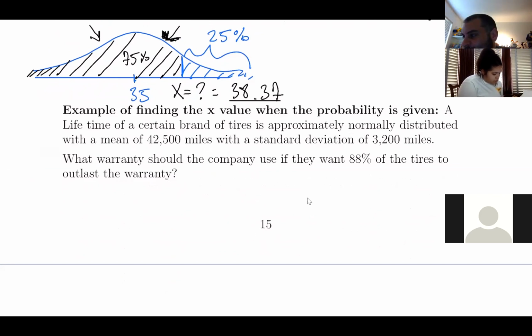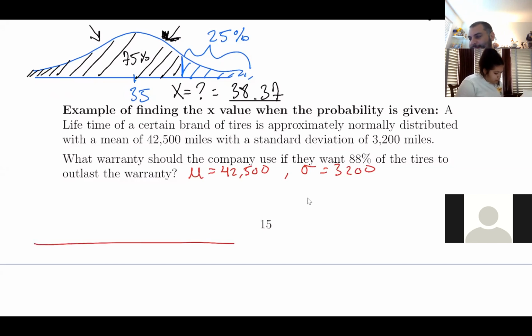So first, they put something that we know. We know the mean is 42,500. I know the standard deviation is 3,200. So those are two things that they give me. The mean is 42,500, standard deviation is 3,200. Everybody okay with that? Yes. All right. So let's go ahead and draw this.